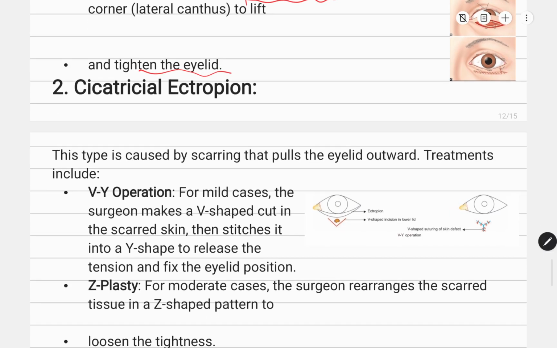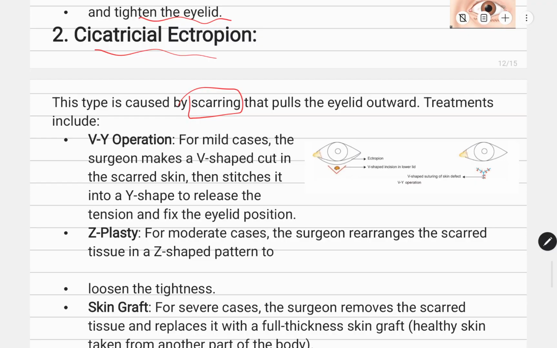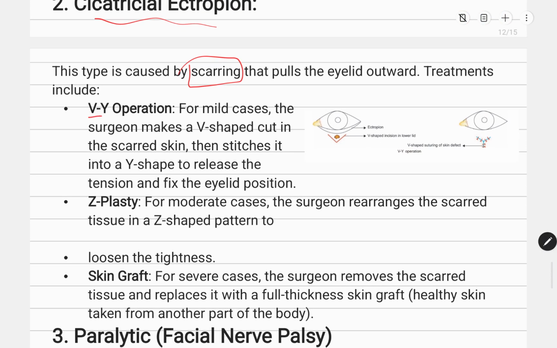Okay. The other is cicatricial. So this occurs, as we have discussed, due to the scarring of the eyelid. So there are two treatments mainly. First one is V-Y operation. So a V shape cut is given, then a Y shape stitching occurs. In this case, this is the eyelid. Now after doing this, the eyelid will move a little bit inward like this, at its original place.